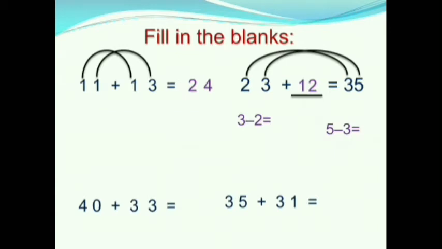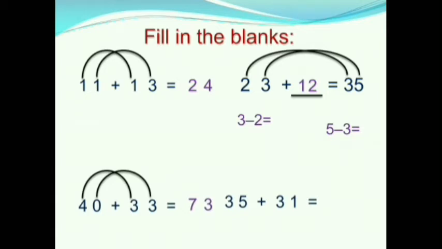Children, here we should add 40 and 33. First we will add the numbers in the units place. They are 0 and 3. 0 plus 3 is equals to 3. So we will write 3 in units place, because when we add 0 to any number, we get the same number. Next, we should add the tens place digits. They are 4 and 3. 4 plus 3 is equals to 7. Therefore, the sum of 40 plus 33 is equals to 73.